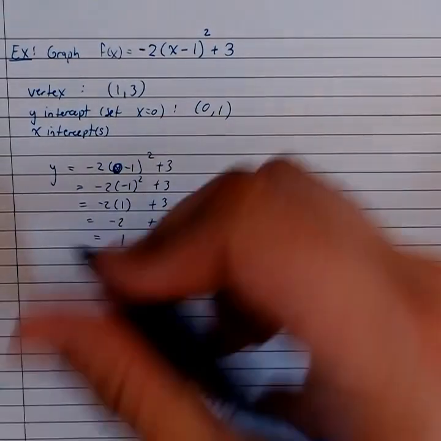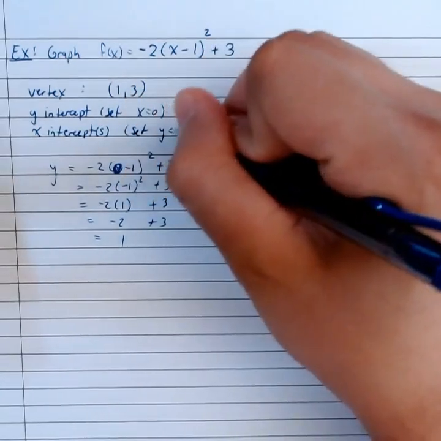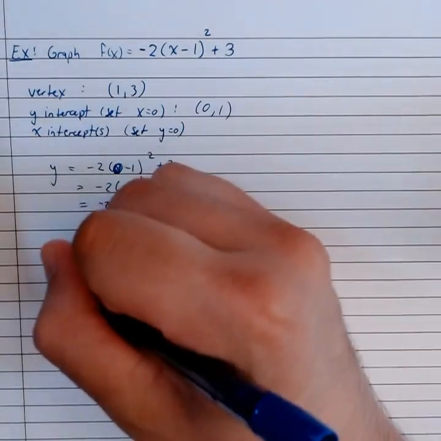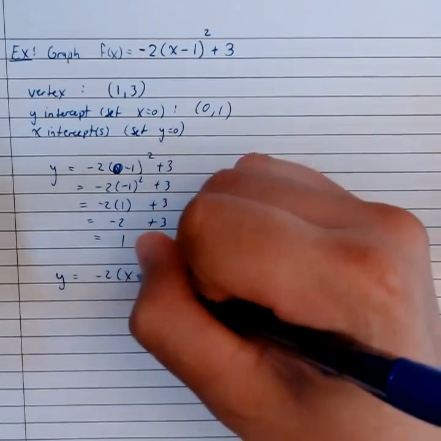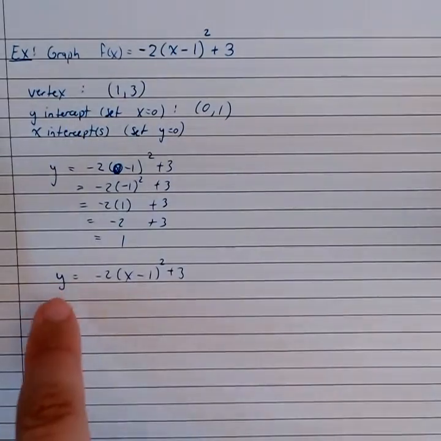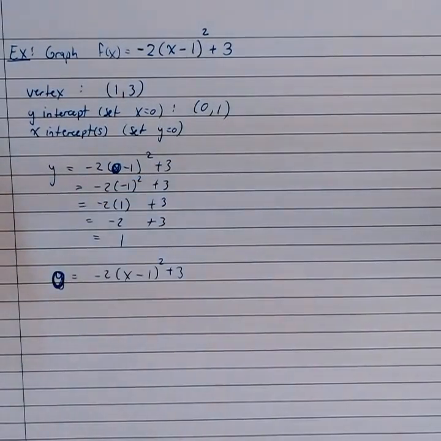To find the x-intercept, we're going to do pretty much the same thing, but in reverse. Now we're going to set y equal to 0 and solve for x, the opposite of what we just did. Okay, so our equation is y equals negative 2 times (x minus 1) quantity squared plus 3. But again, I want to set y equal to 0, so let me do that here. And now let me solve for x.